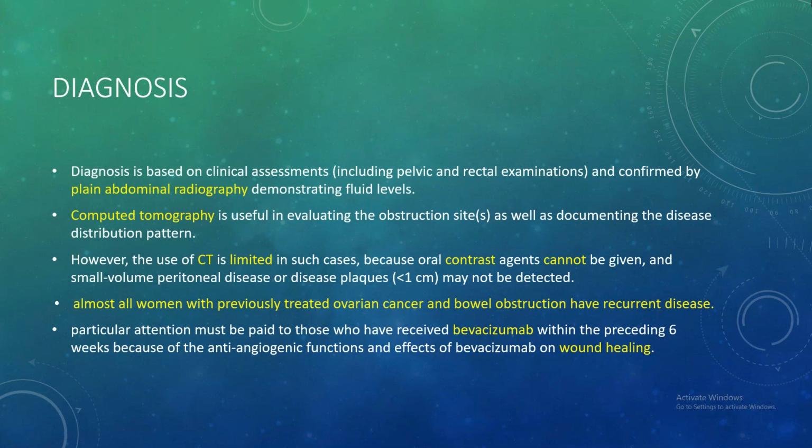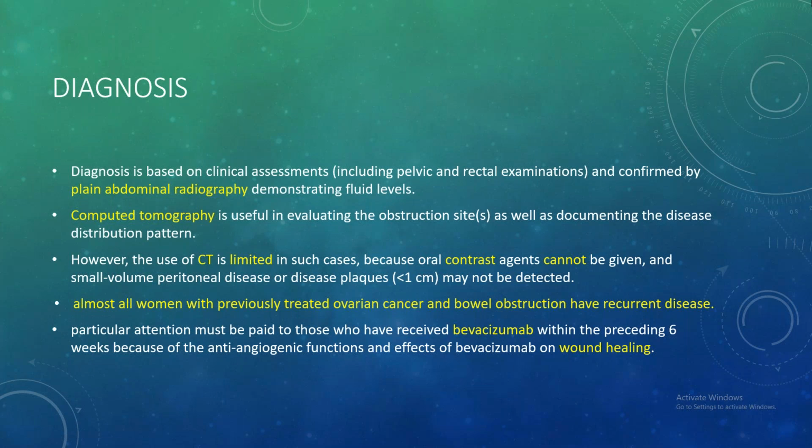Usually the woman who has a prior history of ovarian cancer and comes with intestinal obstruction usually has a recurrent disease. So almost all women with a history of ovarian cancer, when they come with bowel obstruction, mostly will have a recurrent disease.